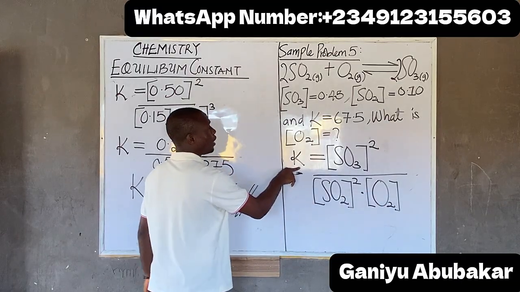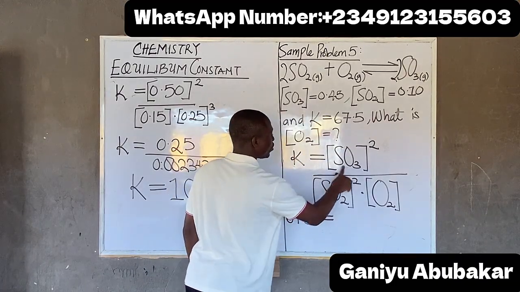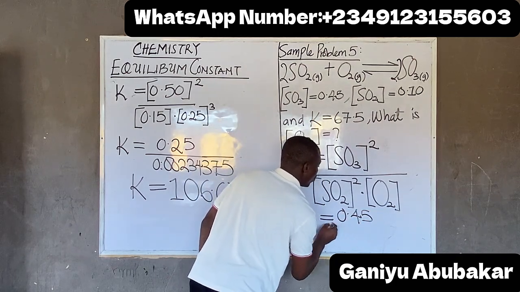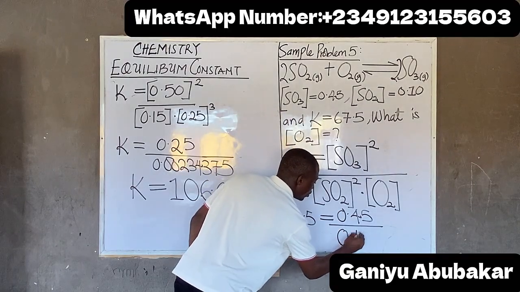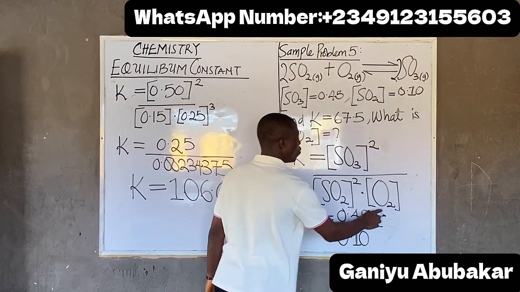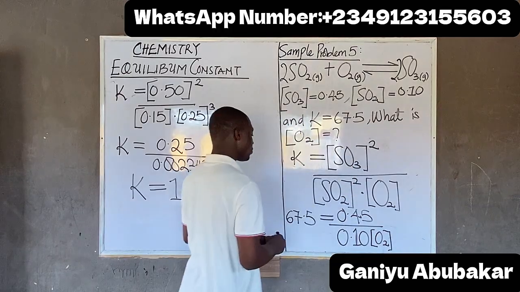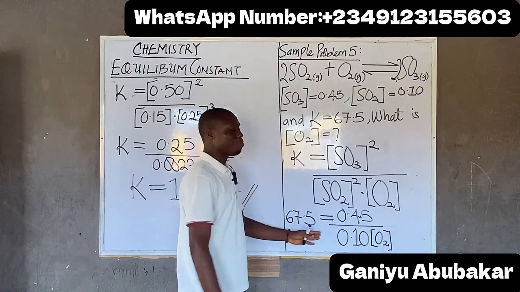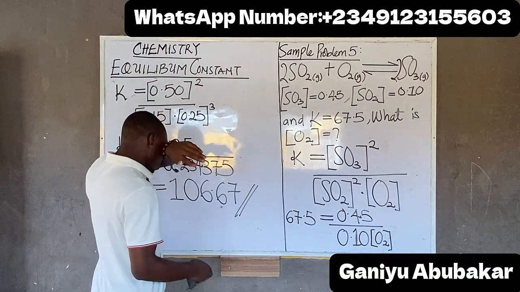So we know that K is what? 67.5 to be equal to, what's this one here? SO3. That's 0.45 all over SO2. That's 0.1. That gives you 0.110. Then I have O2 that I'm looking for. Right? My next task now is what? I'll cross multiply. So here maths comes to play, right? So the level of math understanding comes to play here.